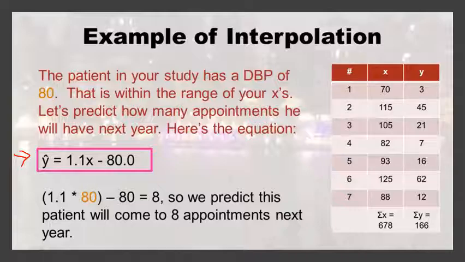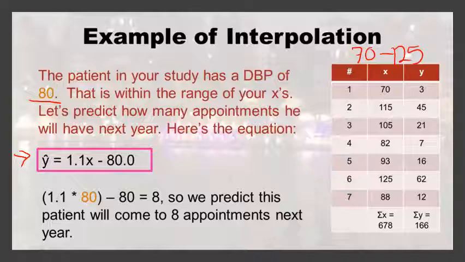So let's say you do the same study in another month, or maybe even 6 months from now. You're trying to see how well this equation works with your new batch of patients. The next patient in your study has a diastolic blood pressure of 80. That is definitely within your range of X's. Remember, the range that we have for this data was 70 to 125. So 80 falls within that.